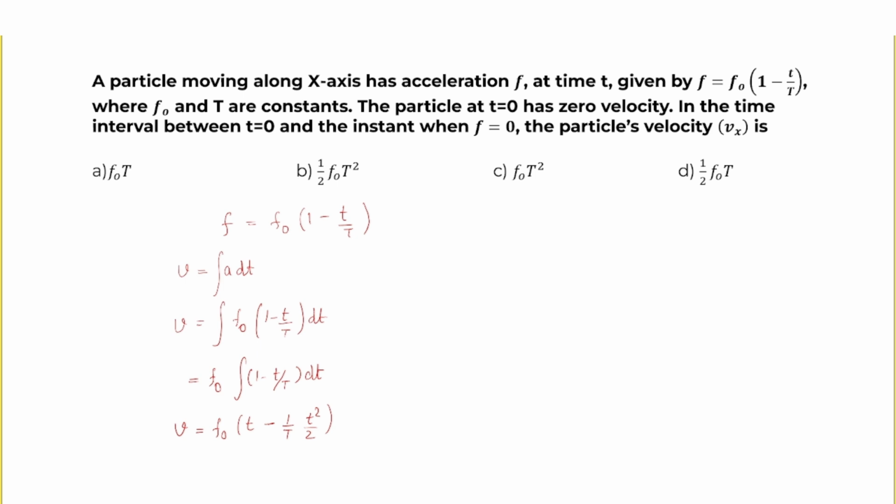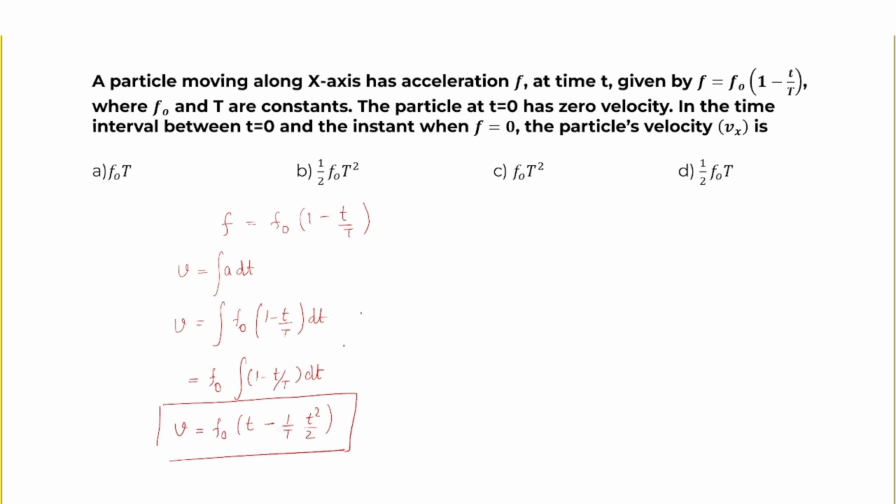So this is our velocity. Let's substitute t equals 0. When you put t as 0, let's see what we get. Putting t as 0, our velocity is 0 only. Everything is gone in the velocity term, right?